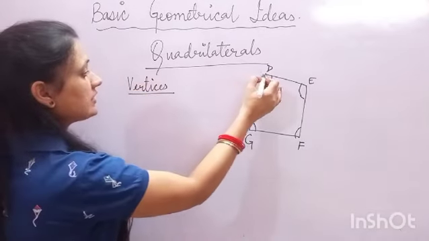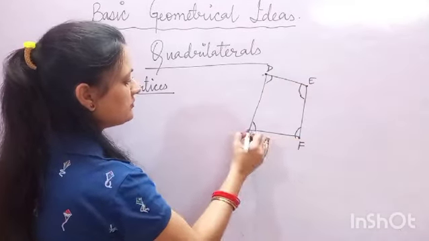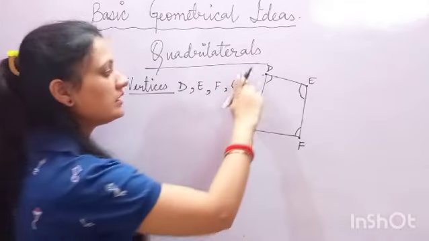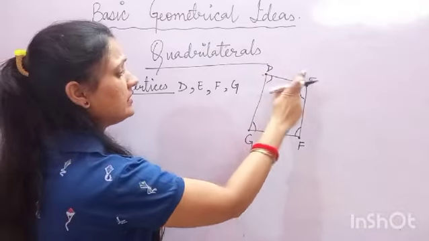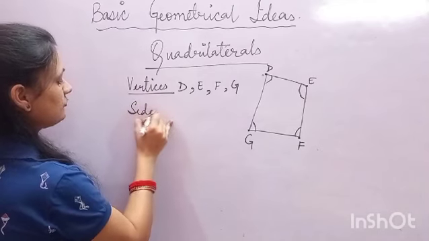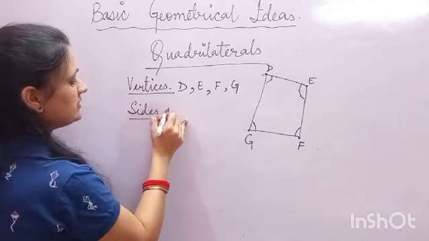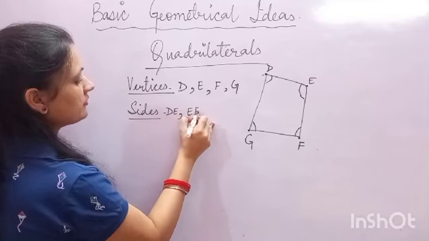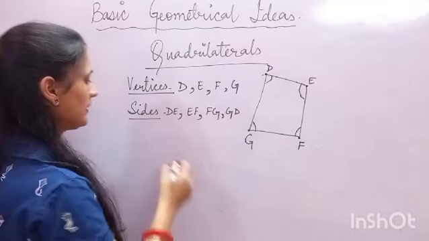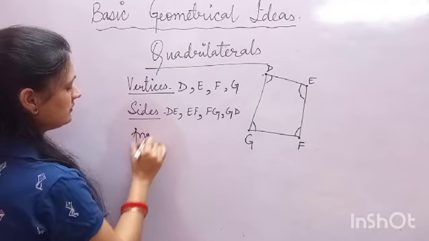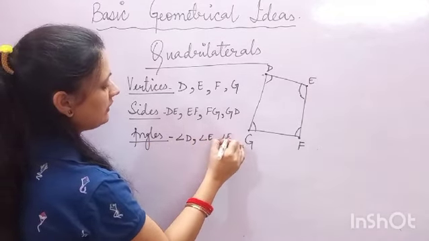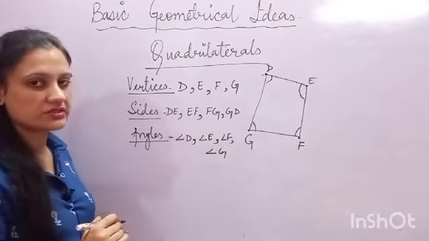Now you can see how many vertices are there. Again I told you vertices are the corners where the sides meet. D, E, F and G. Always remember we name it in a cyclic order. It cannot be D, E, G, F. That will be wrong. Okay. Next is sides. Four sides that are DE, EF, FG and GD. Clear? Next is angles. Angle D, angle E, angle F and angle G. These are the four angles.